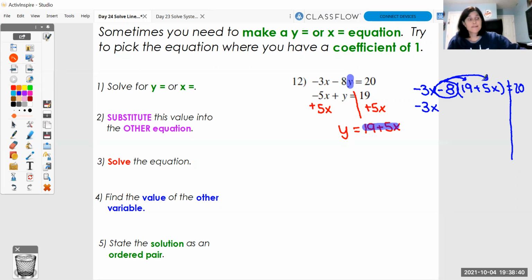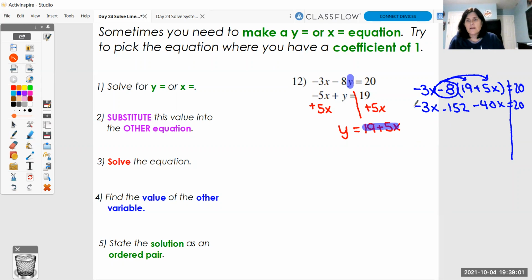I love all this practice of solving equations. Okay, so I'm going to use my calculator. Negative 8 times 19 is negative 152. So negative 3x minus 152 minus 40x equals 20.